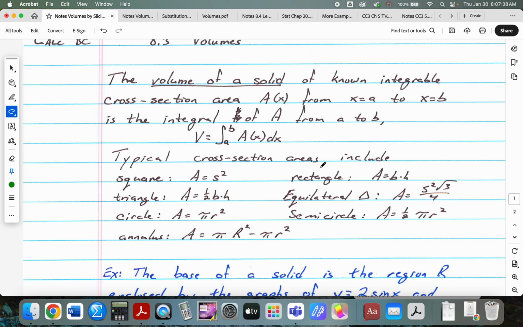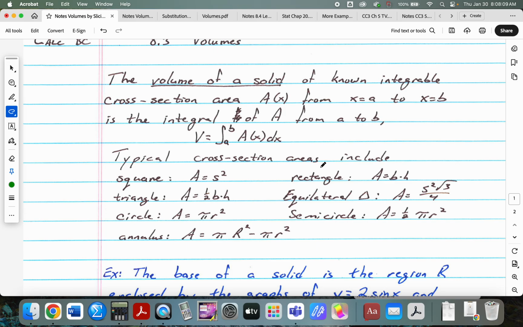Here are some typical cross sections. A square, everybody's good with that. Rectangle, people are typically good with that. Triangle, yep. Equilateral triangle, some of you may have forgotten that one. It comes up from time to time. We did this one in honors geometry. Part of the reason we do it in honors geometry is because I know it comes up in calculus. It's side squared times the square root of 3 over 4. A circle, everybody's good with that.